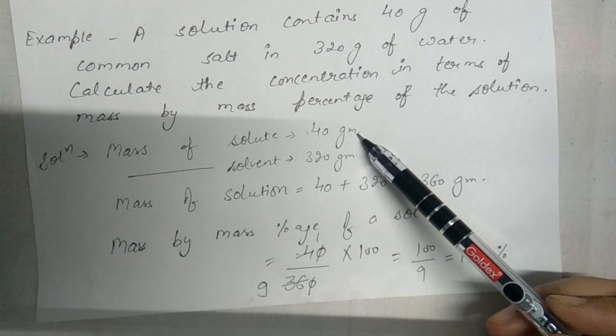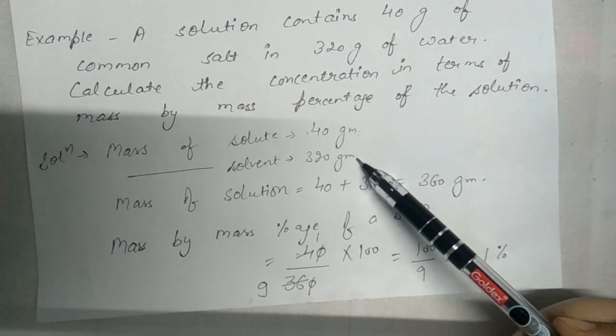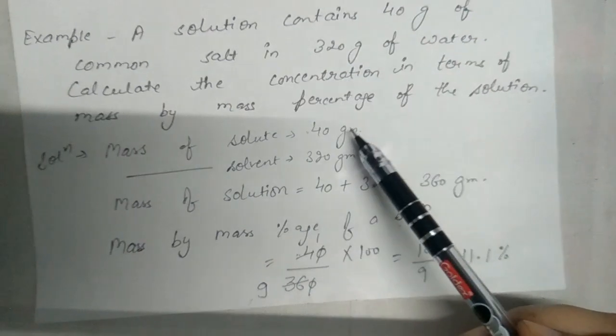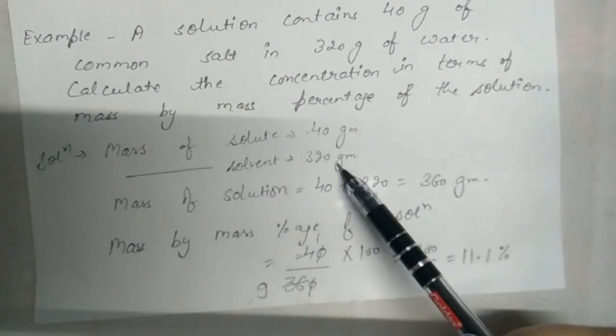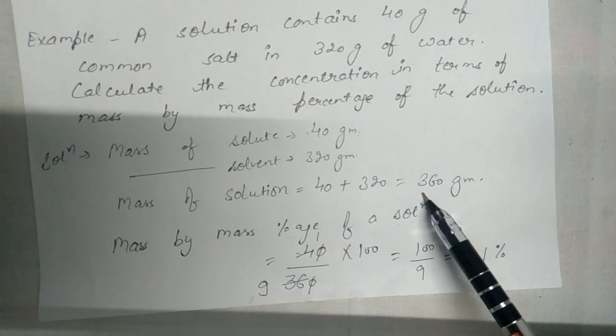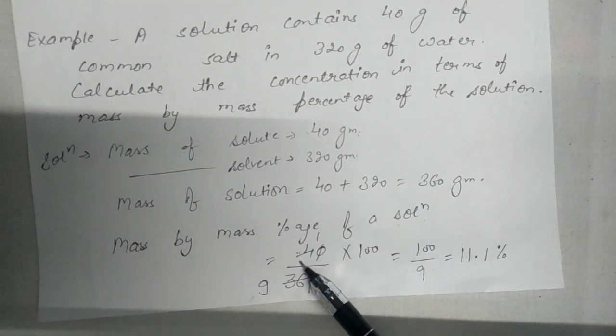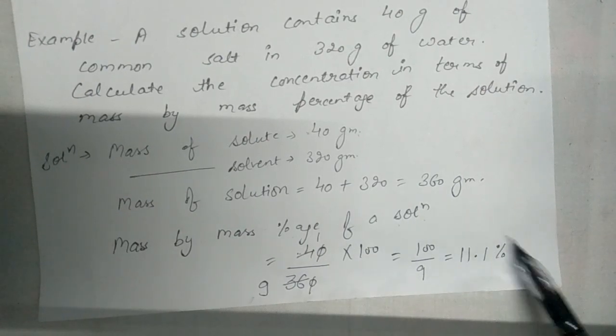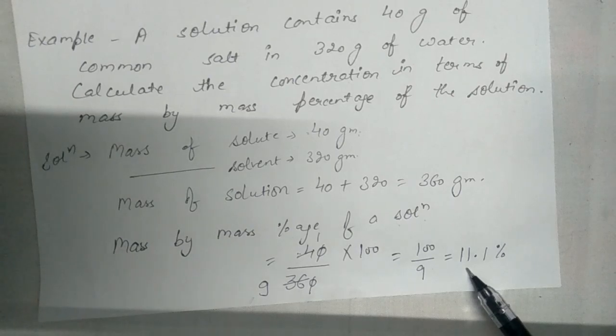So see how we calculated the mass by mass percentage of a solution. First of all, we have to write mass of solute, then mass of solvent, but we need mass of solution also. So we have to add up the mass of solute and mass of solvent. Then it becomes 360 gram. So we will put the values according to the formula: 40 divided by 360 into 100, and it comes out to be 11.1%.